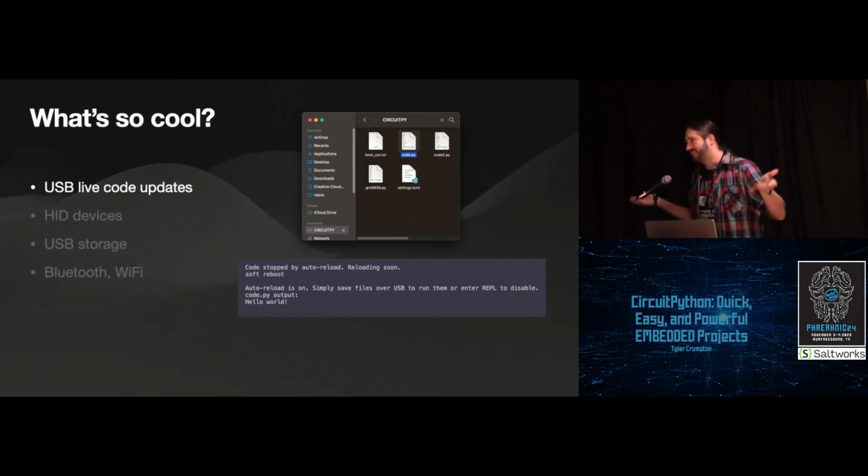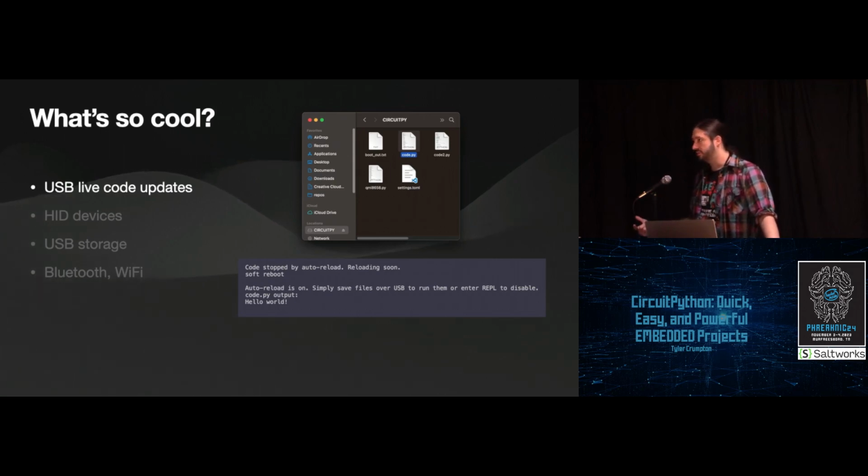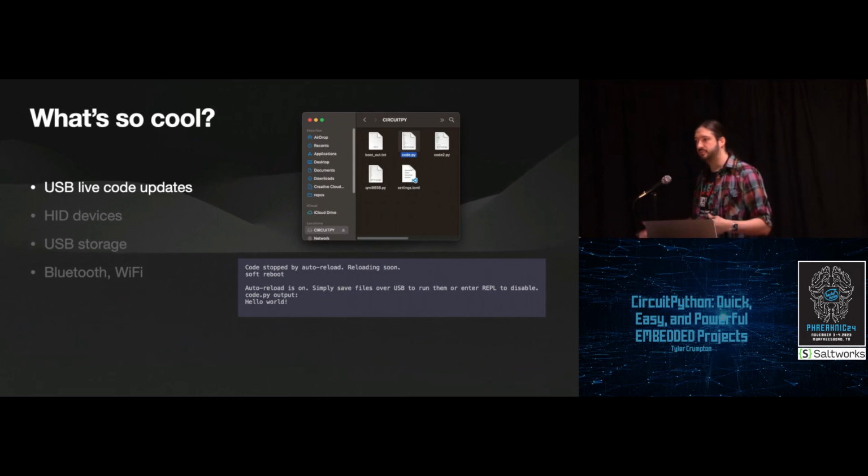I use VS Code, so I don't actually have a dog in this fight. But you just hit save, and it will copy that file over and live reload and start your code. So you don't have to go through a whole process of compiling and building a firmware image and loading it on and going through the DFU mode to copy over the files.